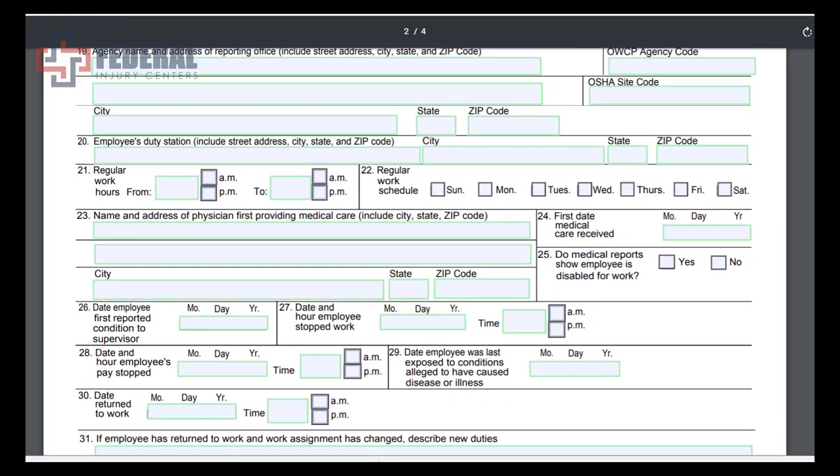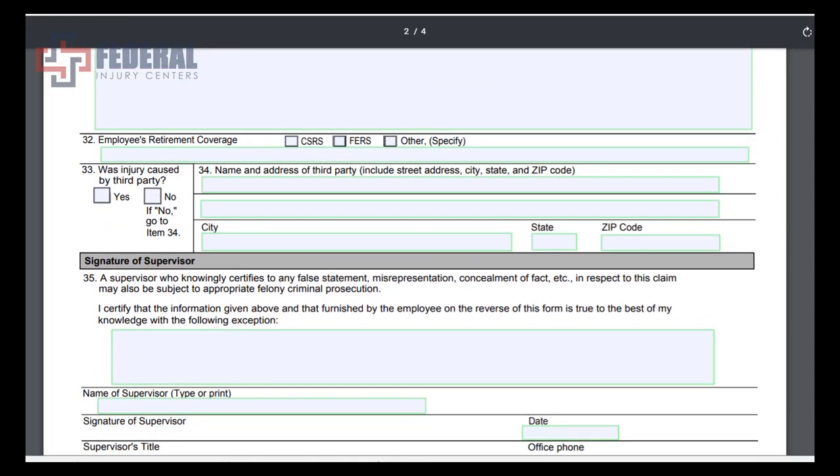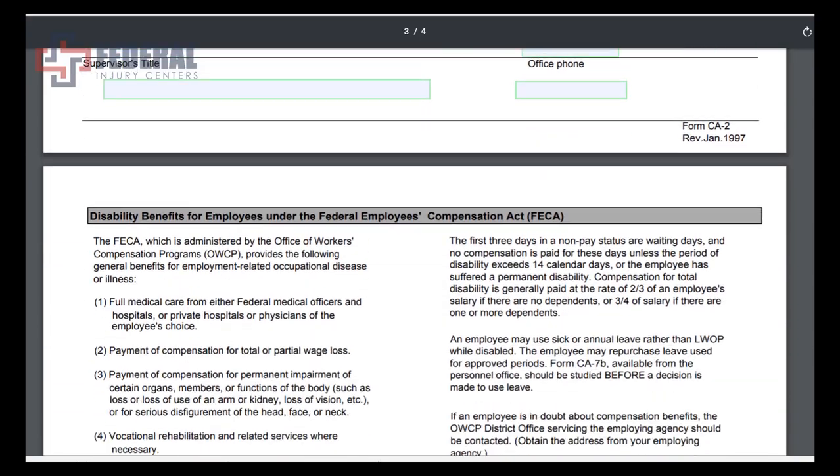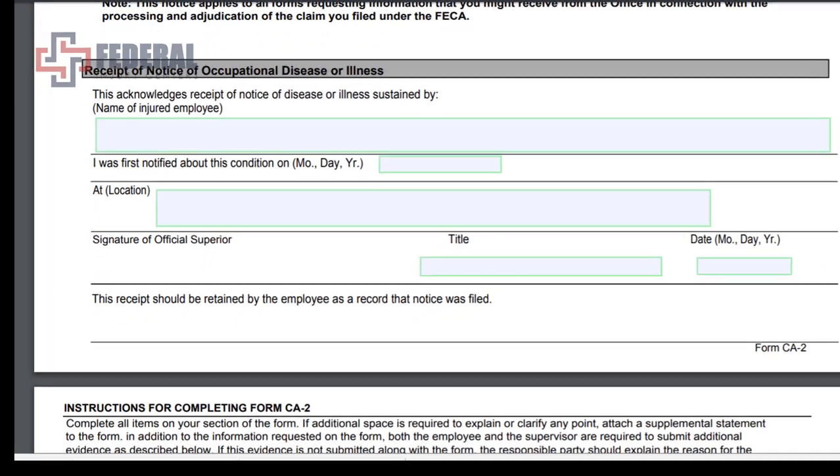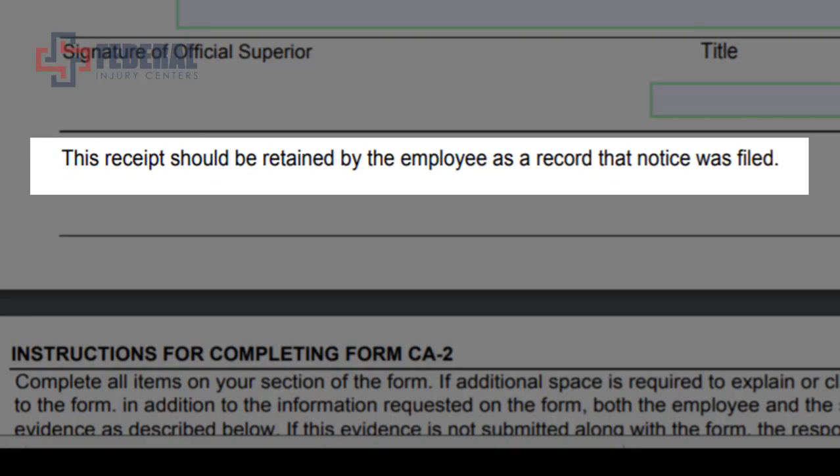They'll go ahead and fill in page 2 of the CA2, and what you'll need back from them is page 3 of the CA2. As you can see here, it says this receipt should be retained by the employee as a record that notice was filed. It is not a request to have this signed. It is quite literally your right to have it back, and it states here plainly, this should be retained by you, the employee, as a record the notice was filed.